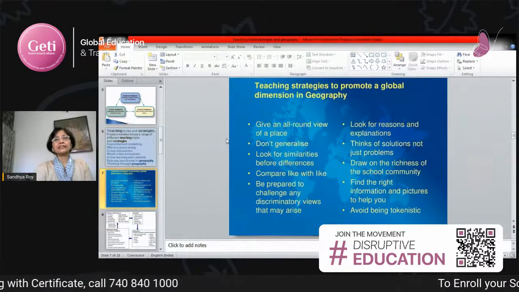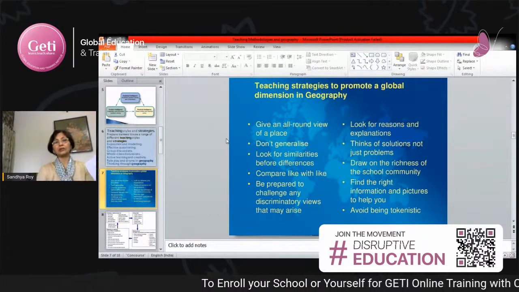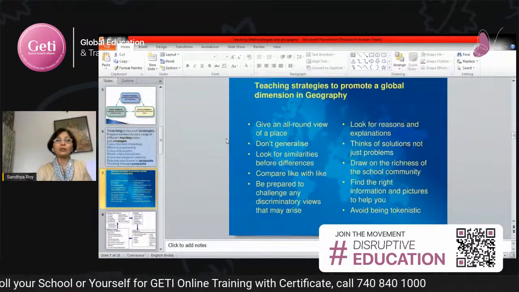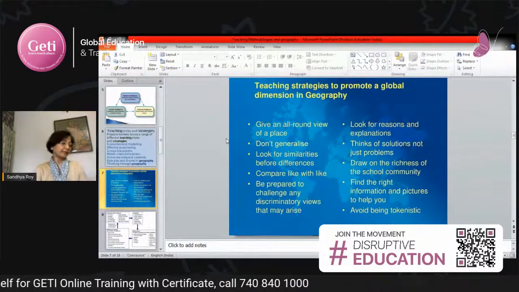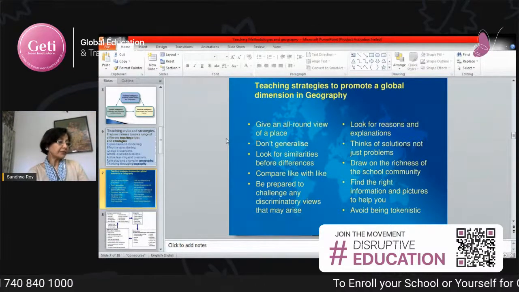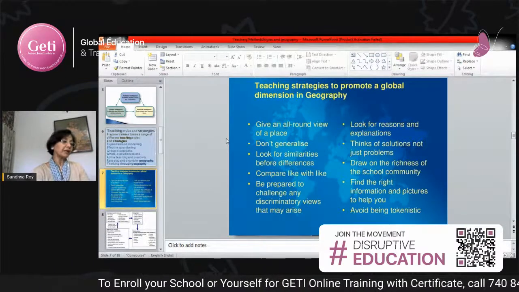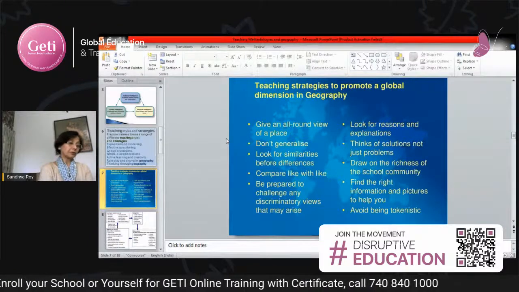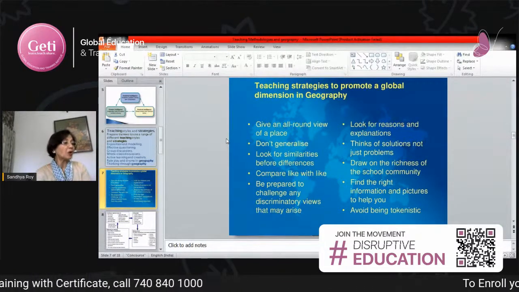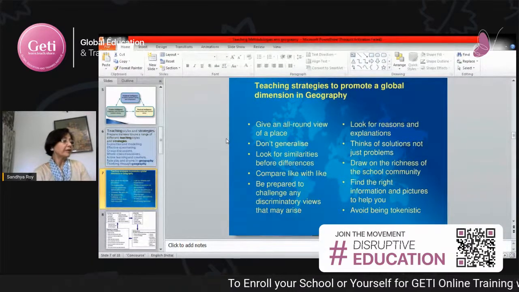Then comes teaching strategies to promote a global dimension in geography. What are the teaching strategies we can have? Again, we come to the same point, how we can apply all these things. There may be different things. We can go to the deductive method, we can go with the laboratory method, showing the things and then doing the work. When we are teaching rocks, we can bring a few pieces of rock in the class and then tell them how it can be done.